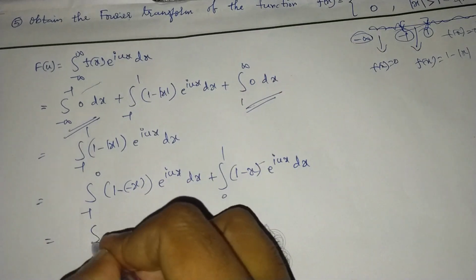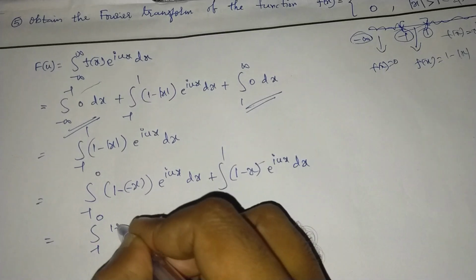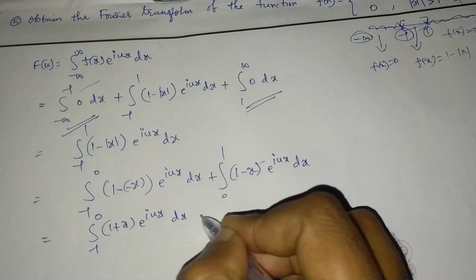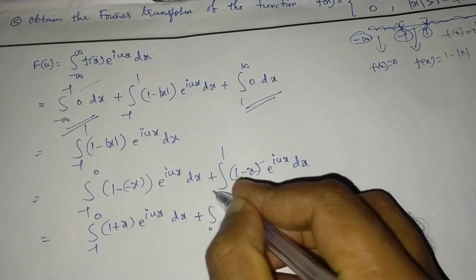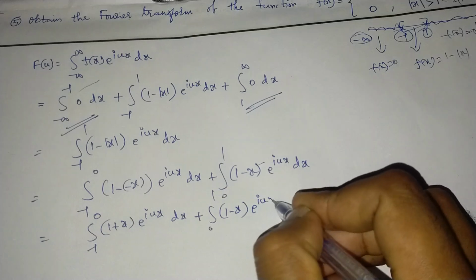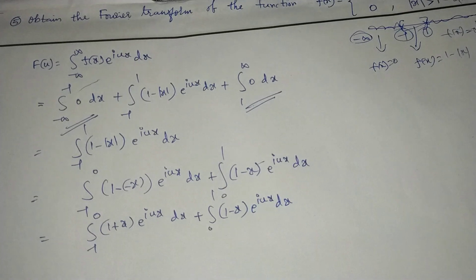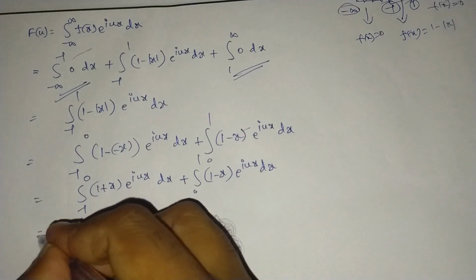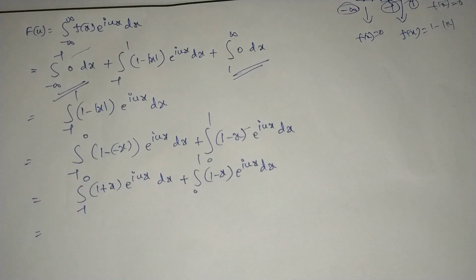So this is nothing but, from minus 1 to 0, (1 plus x) into e power i u x dx, plus from 0 to 1, (1 minus x) into e power i u x dx. Okay. So now let us find the integral value of this by applying Bernoulli's rule.